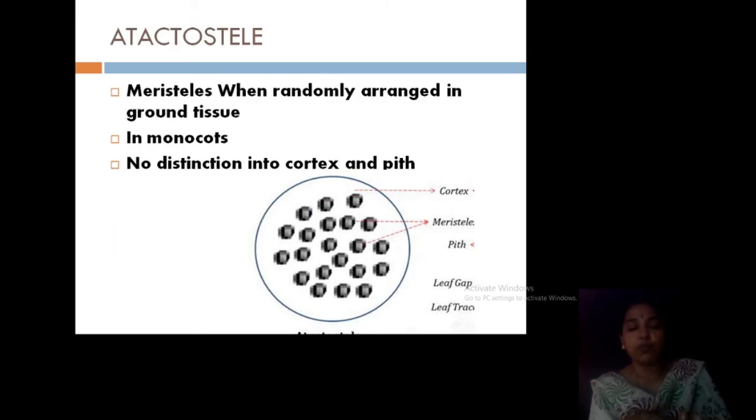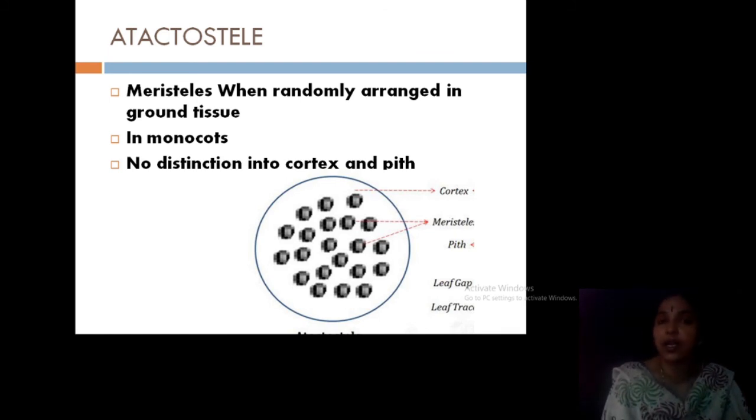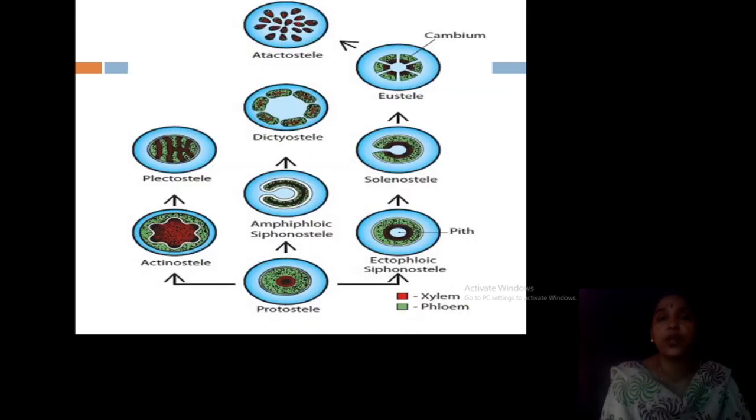So, we studied what is protostele, what is siphonostele, what is solenostele. Protostele, stele without pith. Siphonostele, stele with pith. Solenostele, stele with pith and leaf gap. Okay. Siphonostele is classified into ectoploic and amphiploic. Solenostele into again ectoploic, amphiploic, dictyostele, eustele and atactostele. Clear? Okay. Now let us see the evolution.